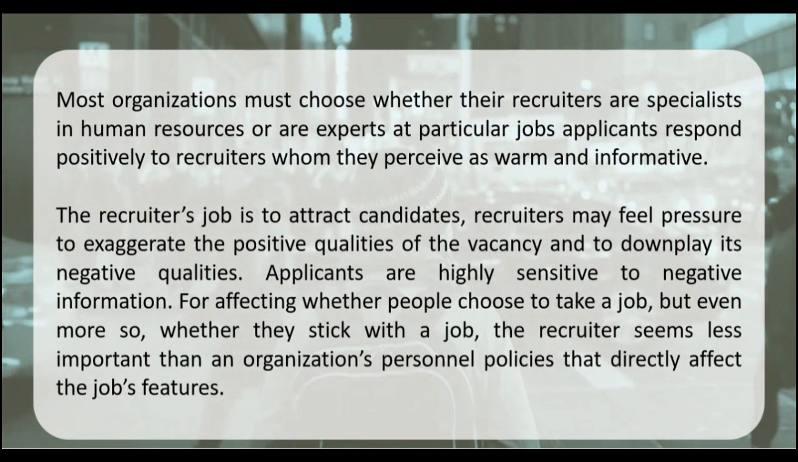Most organizations must choose whether their recruiters are specialists in human resources or are experts at particular jobs. Applicants respond positively to recruiters whom they perceive as warm and informative. The recruiter's job is to attract candidates, affecting whether people choose to take a job, but even more so whether they stick with a job. The recruiter seems less important than an organization's personnel policy.